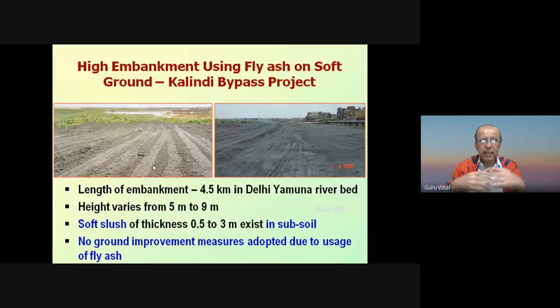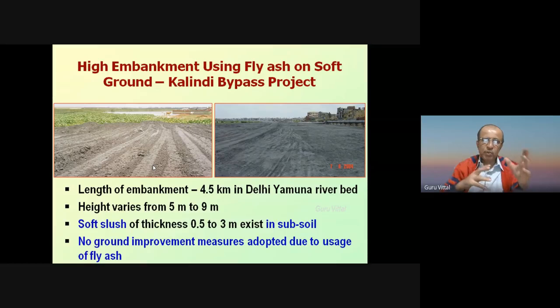Now that particular embankment was designed for soil, and stone columns were also proposed, and then it came to CRRI for review. Then we suggested that there is no need to use stone columns, there is no need to use soil, use fly ash. It's a lightweight material.